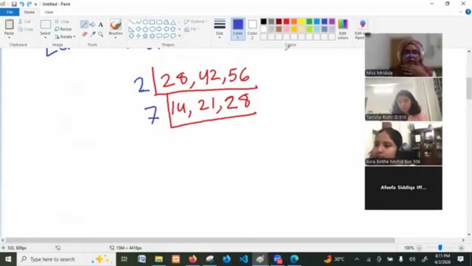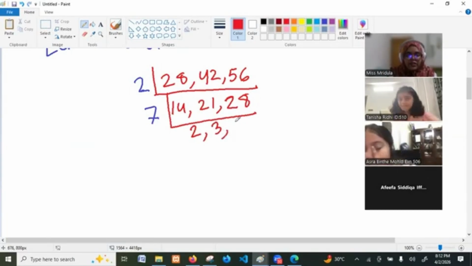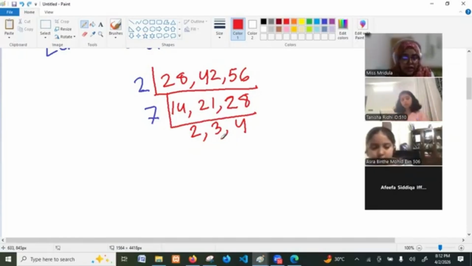Okay? So we can write 7 2s are 14, 7 3s are 21, and 7 4s are 28. So we have 2, 3, and 4. As you can see, 2 and 4 could be divisible by 2, but 3 is not. So we cannot go any further, because the 3 numbers cannot be divisible by any common number. Okay, so we have to stop here. So we will find out now the HCF.